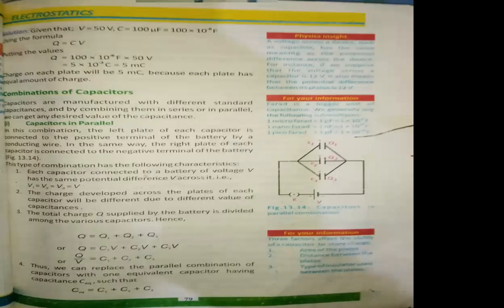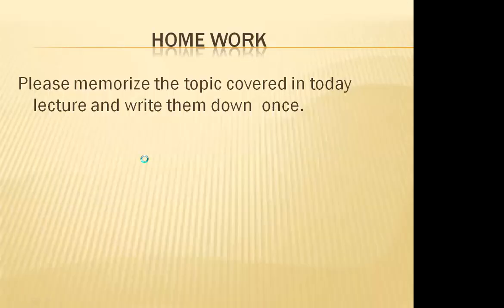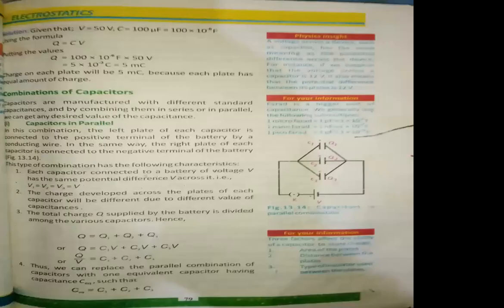If you have any question regarding today's topic, in the next lecture we will do the combinations of the capacitors. We will study the series capacitors and the parallel capacitors: capacitors connected in parallel and capacitors connected in series. So this is the combination of capacitors. Capacitors can be connected in parallel and capacitors can be connected in series. First of all, we will discuss this in our next lecture.